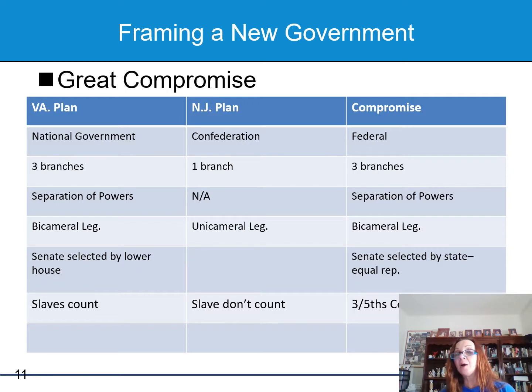And these compromises that we look at, creating the federal system, the 3 branches with the separation of powers, the bicameral legislature, and the 3/5 compromise, we often refer to that as the Great Compromise, because it created the foundations of the government. There are still going to be some questions that we have to address, but this created some of the most basic questions that arose, creating the foundation of the government.